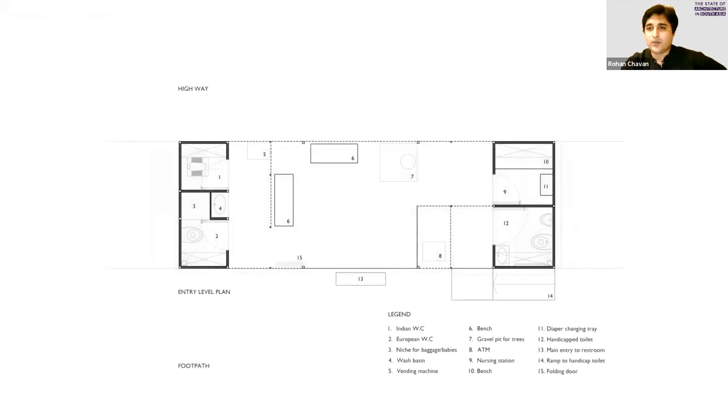This is a plan. I'll just quickly run through the plan. At the two ends, on the left hand side, we have the Indian WC and the European WC. And on the right hand side, we have a nursing station and a handicap toilet, which is accessed from outside. And then the central area is completely landscaped with benches and other amenities that support the toilet blocks.